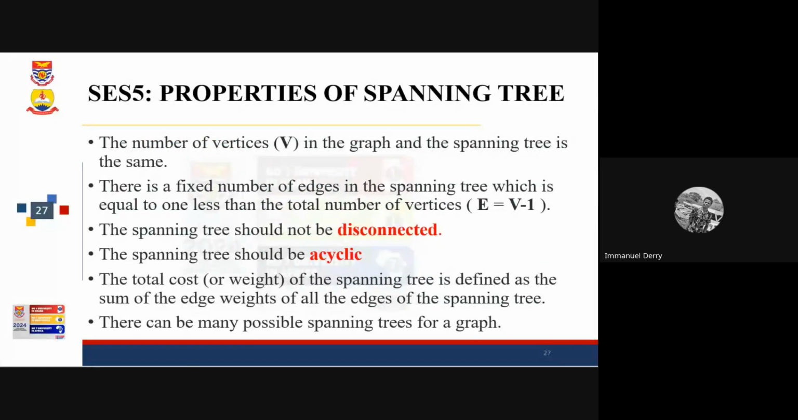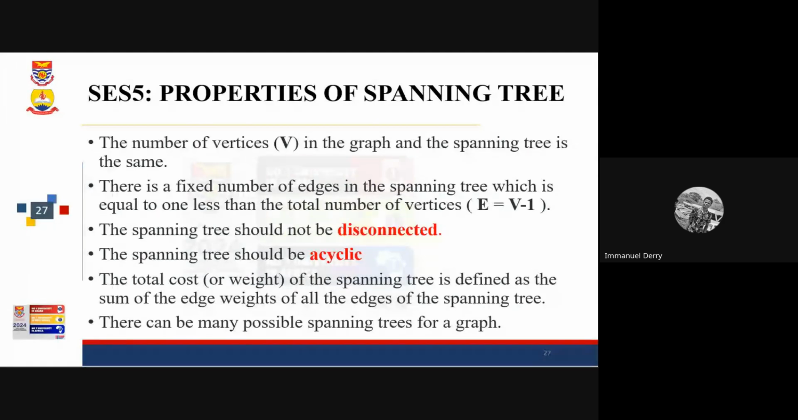So these are the properties of the spanning tree. The number of vertices in the graph and the spanning tree are the same. So if in the graph you have 30 vertices, the spanning tree should have 30 vertices. And then the number of edges in the spanning tree is equal to 1 less than the total number of vertices. So edges is equal to v minus 1. So if you have 12 vertices, the edges are going to be 1 less than the vertices, which is 11.